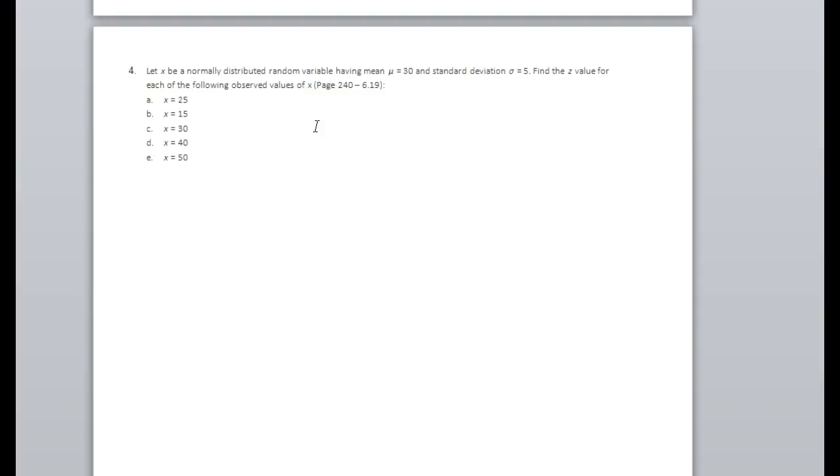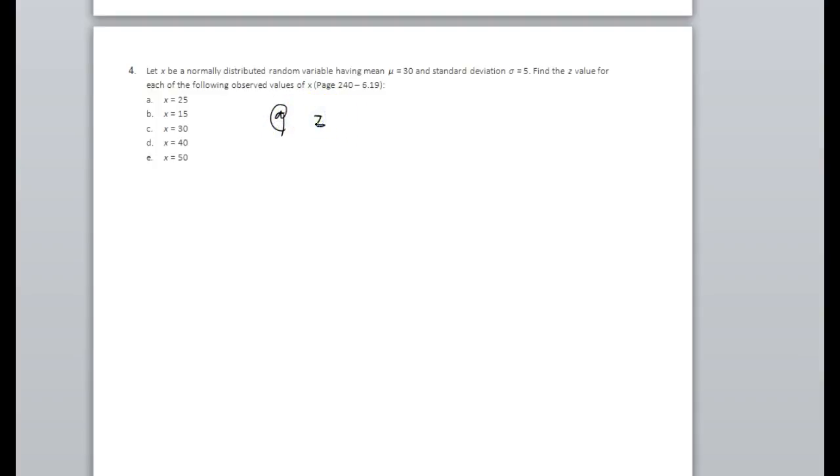Okay, so we're going to look at number 4, and it's just asking us to calculate the z-scores based upon these x values. So we'll start with A.